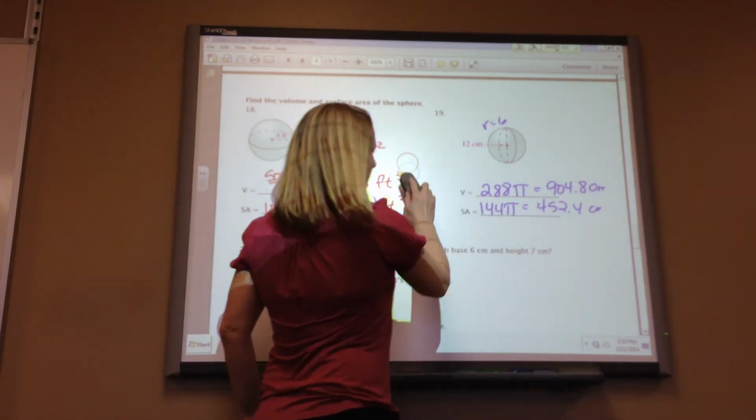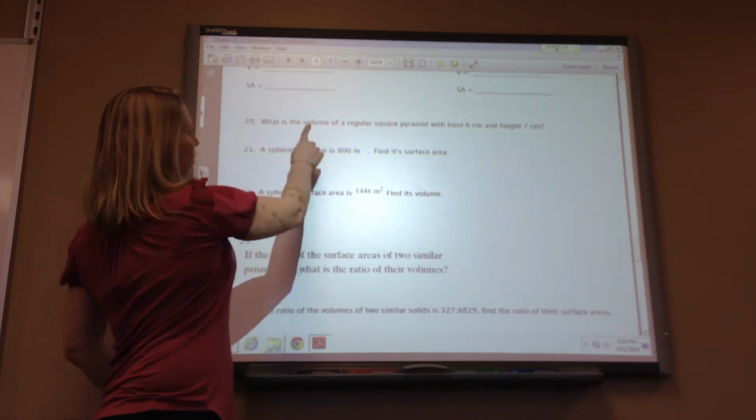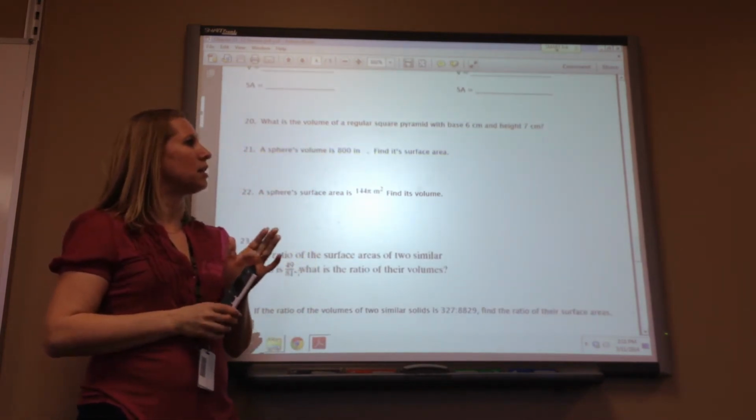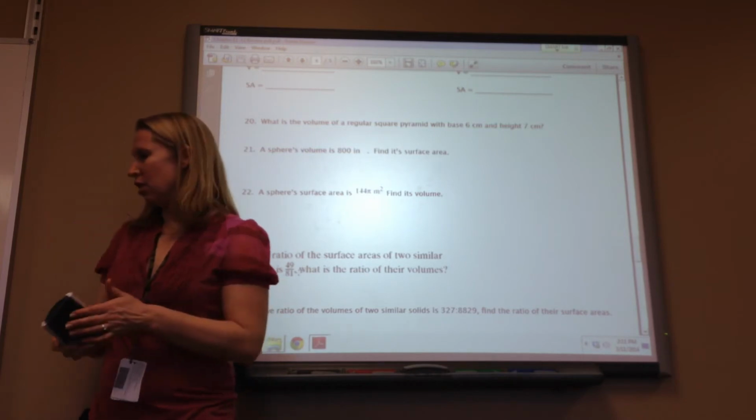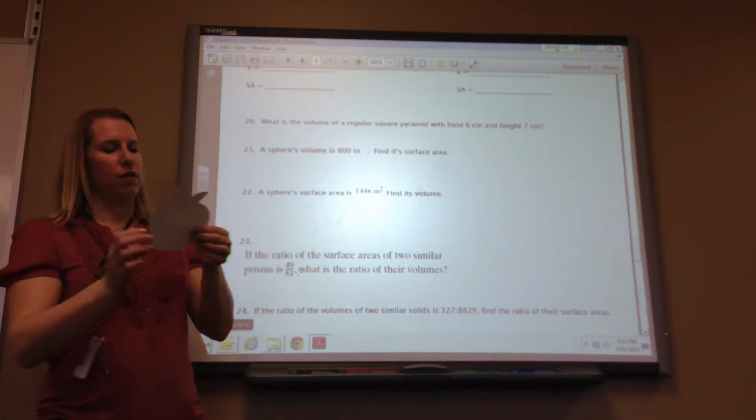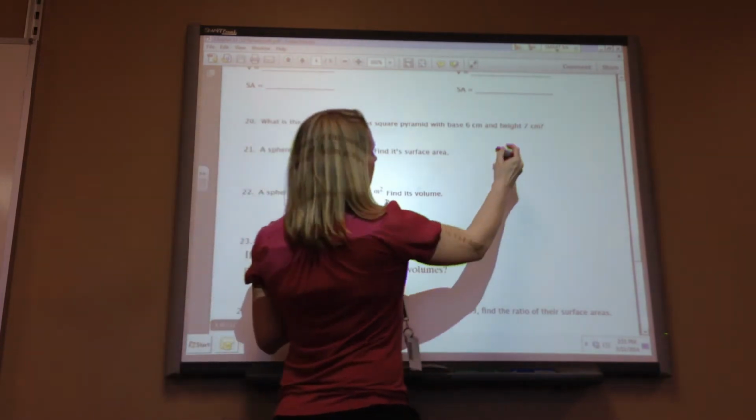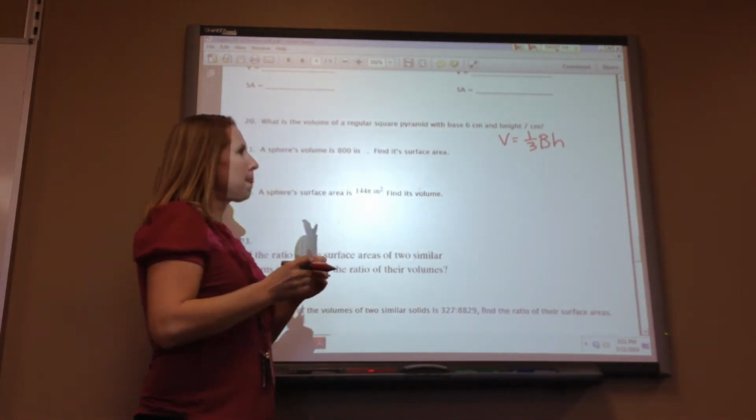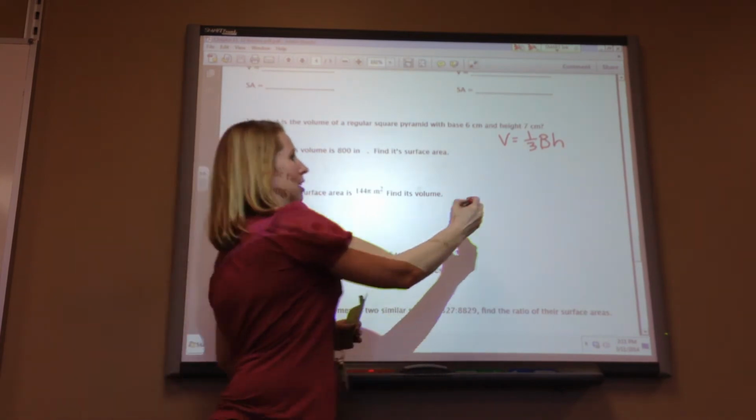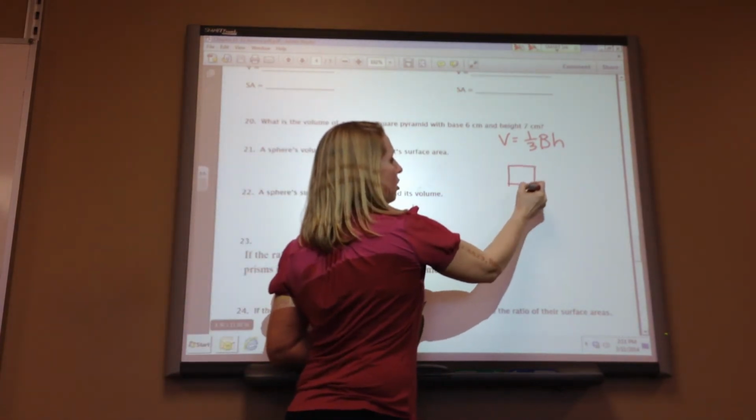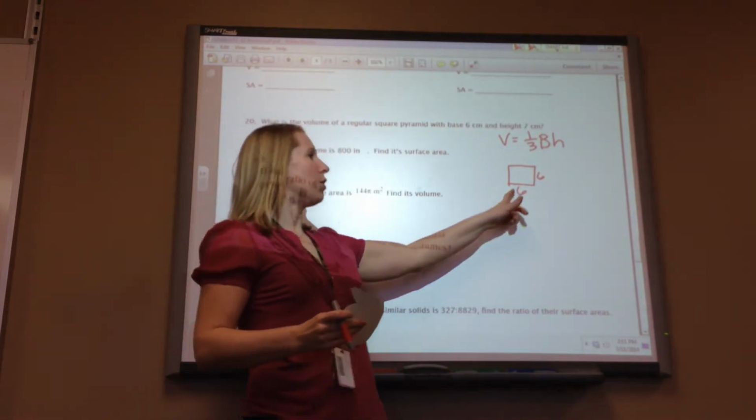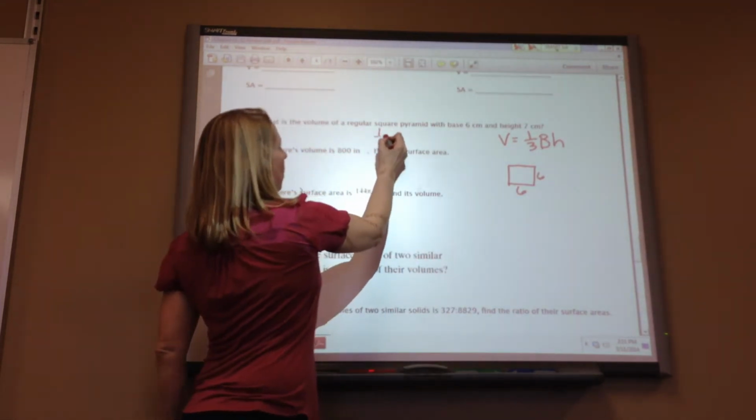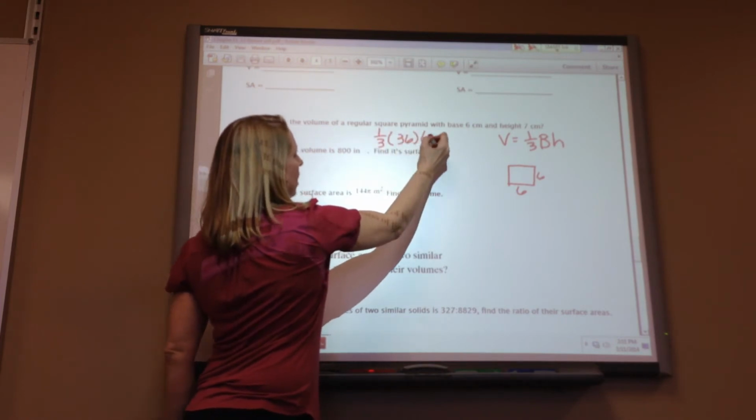Okay, almost done. So this is what's the volume of a square pyramid with a base of 6 and a height of 7. So the volume formula for a square pyramid is 1/3 area of the base times the height. Well, if the base has a side of 6, the base would be a square, so both sides would be 6. So when you do the area of the base, make sure you plug in 36. So I would do 1/3 36 times 7.